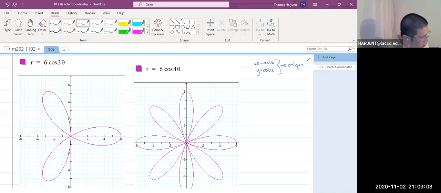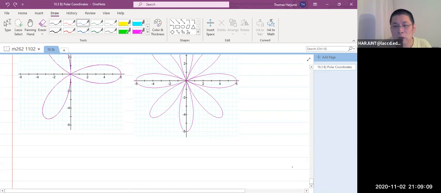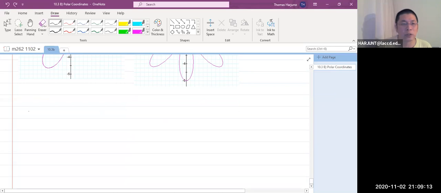The last part that I need to cover from this section is the distance between two points in polar.